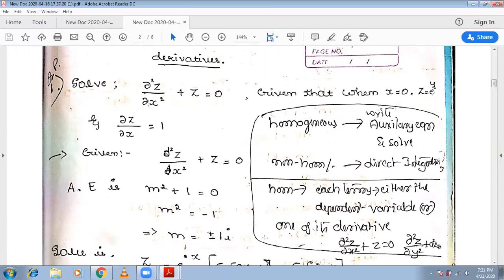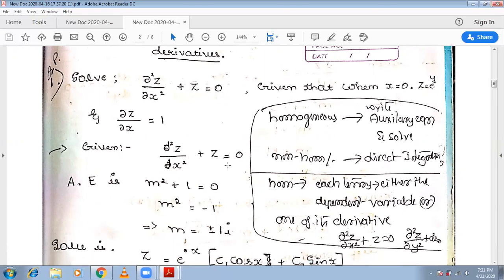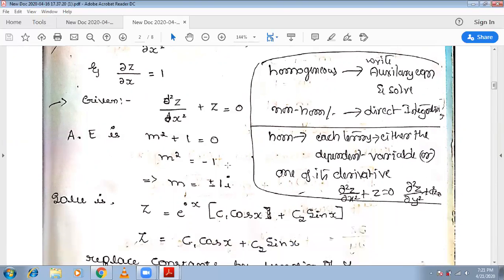This is a homogeneous partial differential equation involving a single independent variable. So write this in terms of D. Here they have given del, so the first step is to write in terms of D: D square z by dx square plus z is equal to 0. This is a homogeneous differential equation, so we can write the auxiliary equation: m square plus 1 is equal to 0.